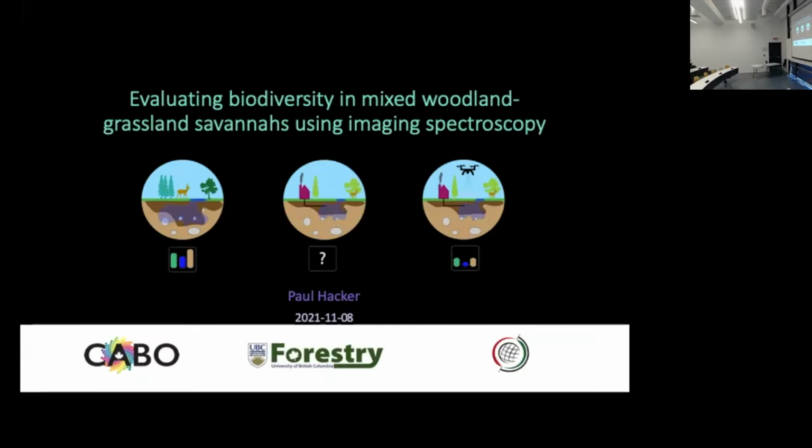Essentially, I'm working to evaluate biodiversity in Garry oak ecosystems, which are mixed woodland, grassland savannas, and we're using leaf and drone-based imaging spectroscopy.